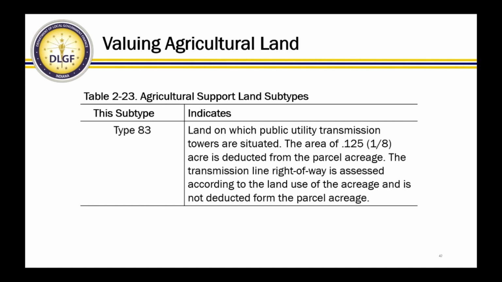You may also have agricultural land that's type 83, which is for public utility transmission towers. Typically, this is going to be an eighth of an acre for those public utility transmission towers. And as you can see, it's not deducted from the parcel acreage.